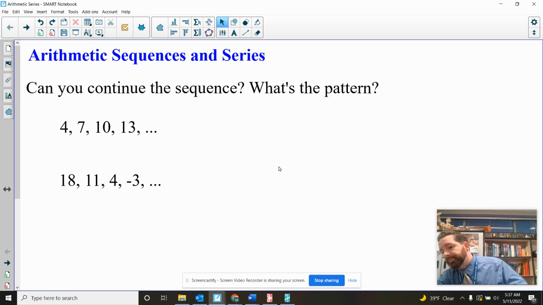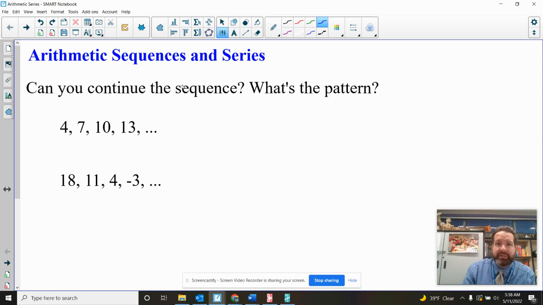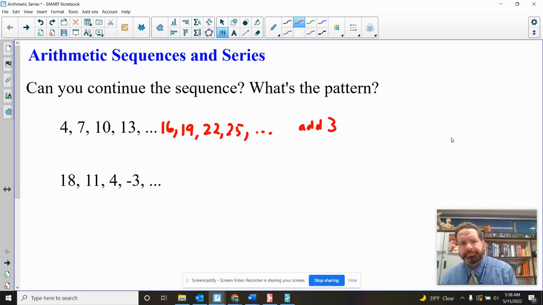Here's what I hope. So in looking at this, from 4 to 7, 7 to 10, 10 to 13, we're just adding 3 every time, yeah? So the next terms should be 16, 19, 22, 25, and then that can continue on and on. What's the pattern? We add 3 every time.